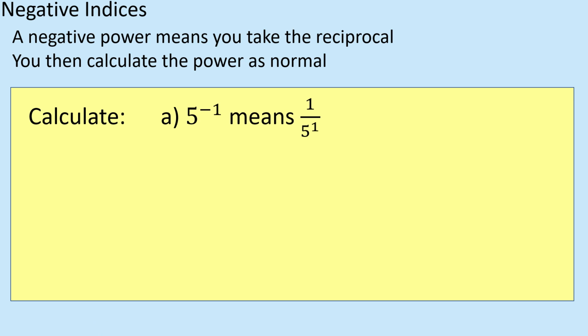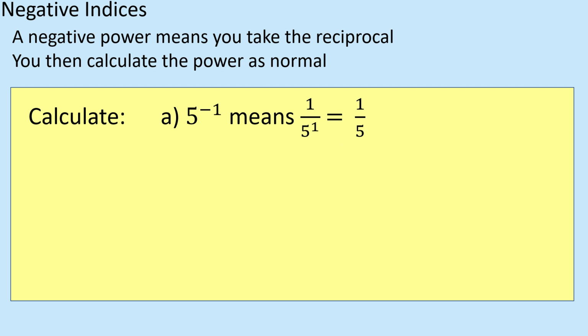So the negative has now disappeared, and we've now got 1 over 5 to the 1, which you can see here. And anything to the power 1 is just the same number. So essentially, it's a fifth. All right. So 5 to the negative 1 is a fifth. So just literally reciprocal.